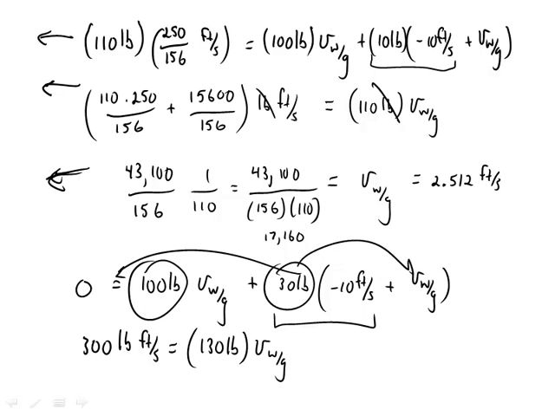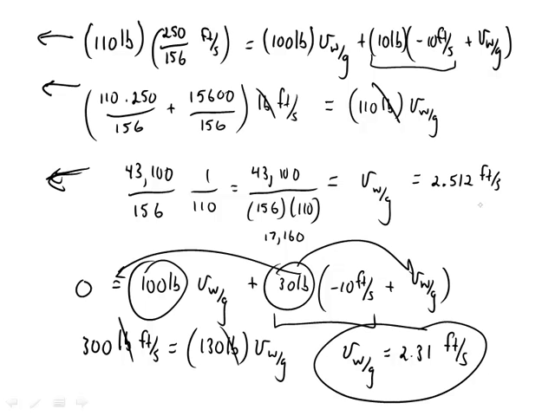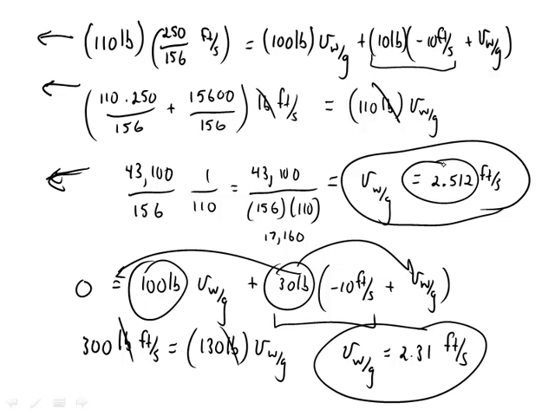And 300 divided by 130, notice again the pounds go away. I have 300 divided by 130 then, and that's 2.31. So the velocity of the wagon with respect to the ground is 2.31 feet per second. Notice throwing all three bricks at once gives me 2.31 feet per second. But if I throw them one at a time, I get 2.512 feet per second, slightly more. And that will always be the case. If I decided to throw 6 5-pound bricks, it would be even faster than 2.512. Probably not a lot faster, but it would in fact be faster.